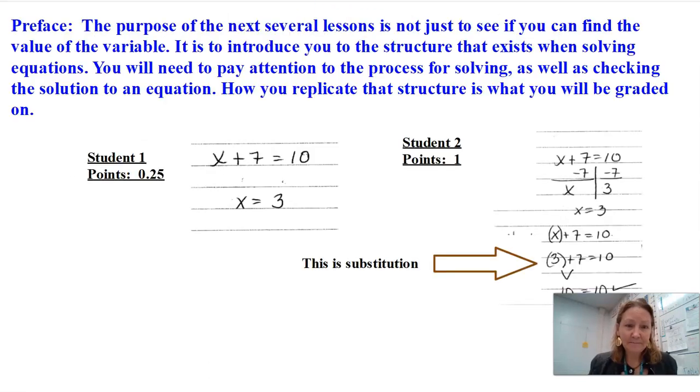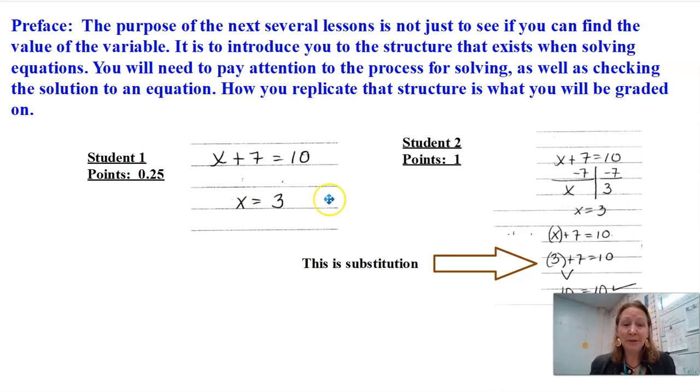Okay, here we go. Let's do some notes. So this says preface. The purpose of the next several lessons is not just to see if you can find the value of the variable. It's to introduce you to the structure that exists when solving equations. You will need to pay attention to the process as well as checking the solution to an equation. How you replicate that structure is what you will be graded on, right?